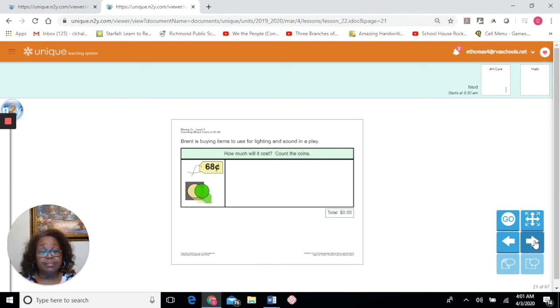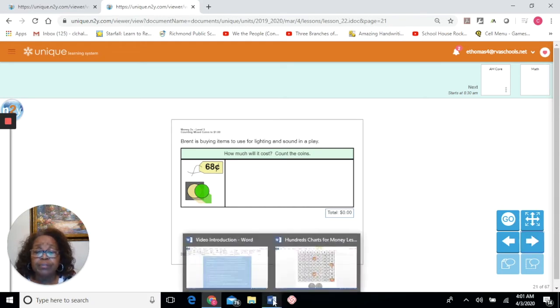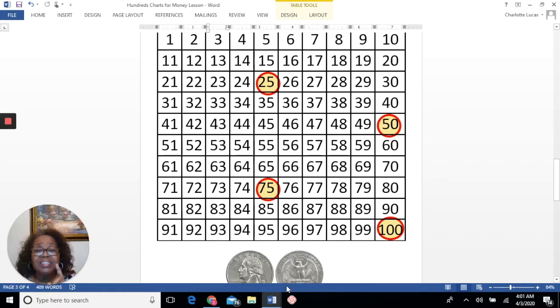68 cents. That is also different. Let's give it a try. Let's look at our chart. 68 cents. Well, here's 25, 50. If we start with quarters, we can use 2. 25, 50. We need 60. We drop down 1. That's a dime. 60. And we can count on from 60 using what? Pennies.